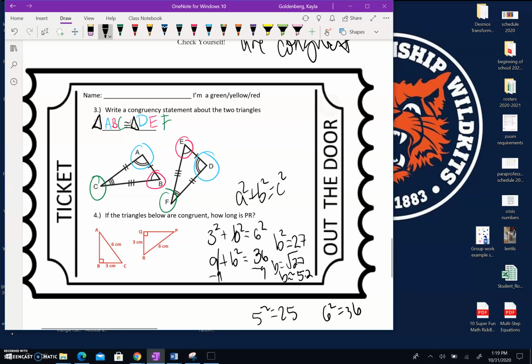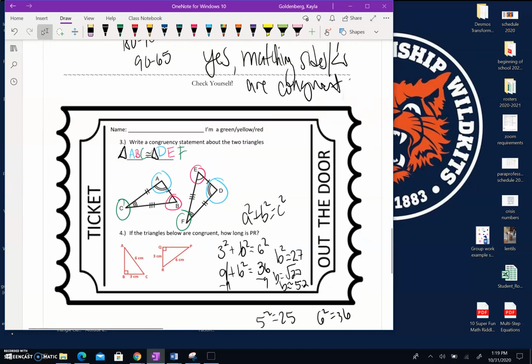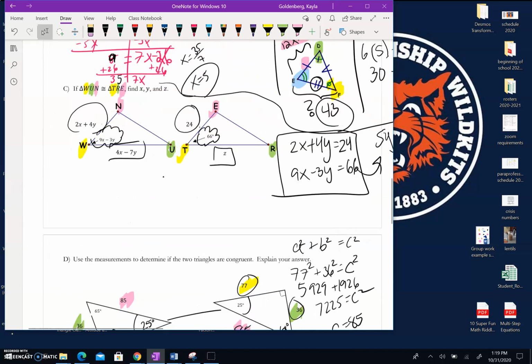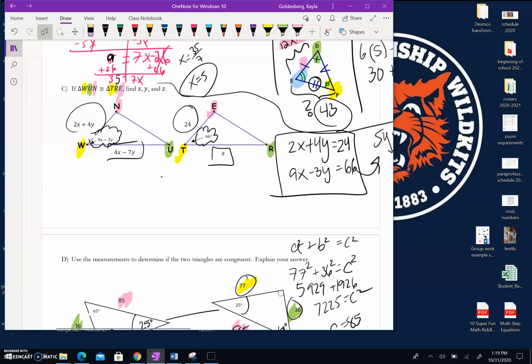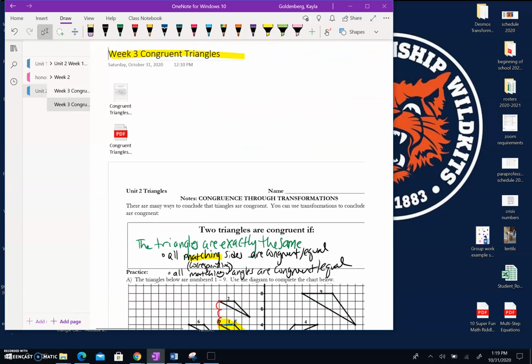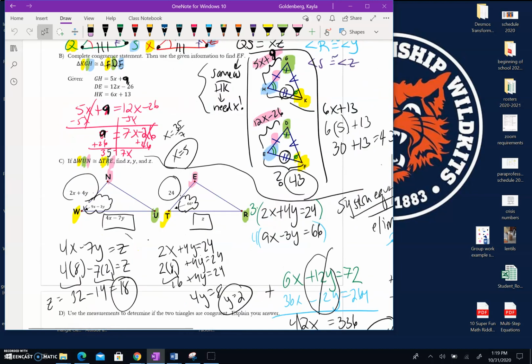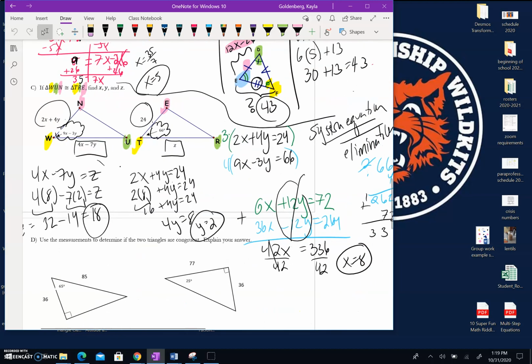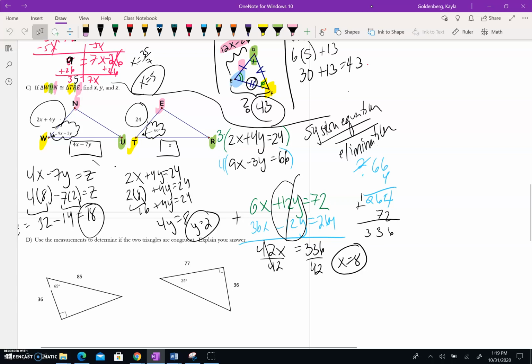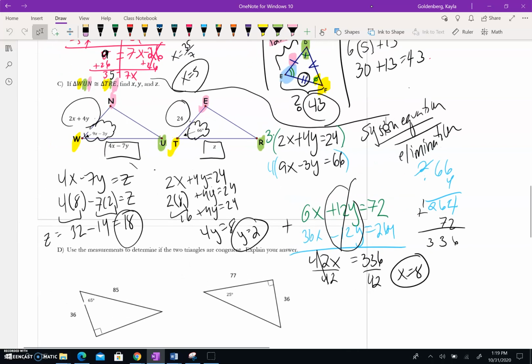Okay, if you were curious about the honors level problem, this problem here, feel free to stick around for the next minute. I've got a key written out here. So here is the key of the honors level problem if you were interested. So take a look there.